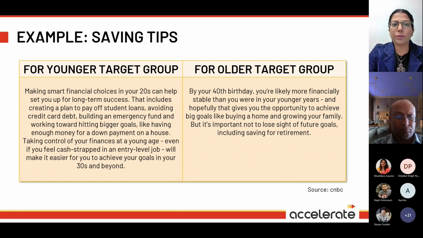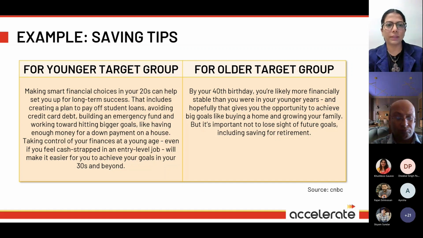Now, here are two examples of how to write a personal finance article. This appeared in CNBC. Both are on the same topic, called saving tips. For the younger TG, this is how the article reads. This is just a part of the article that appeared.